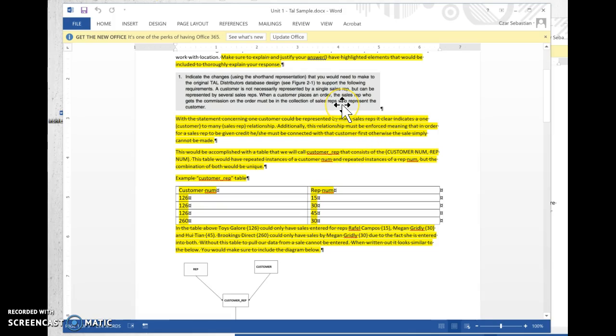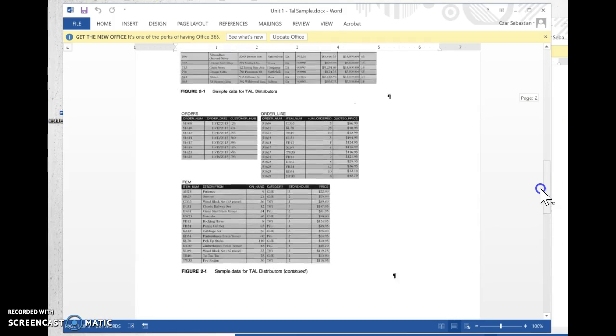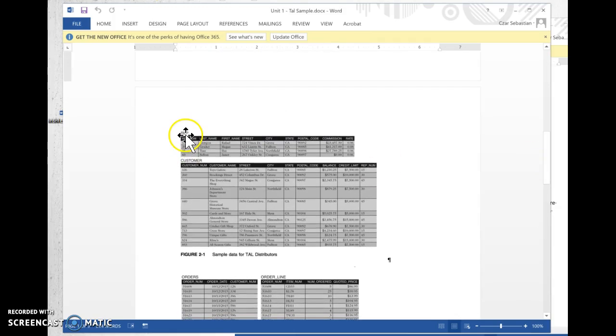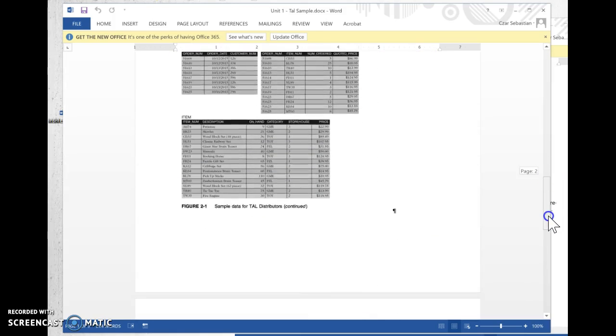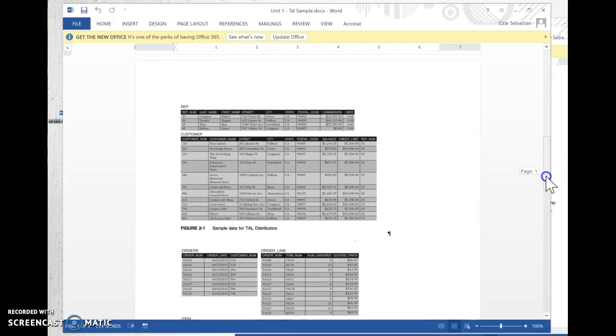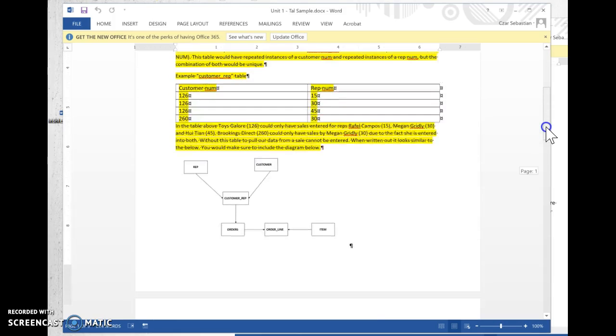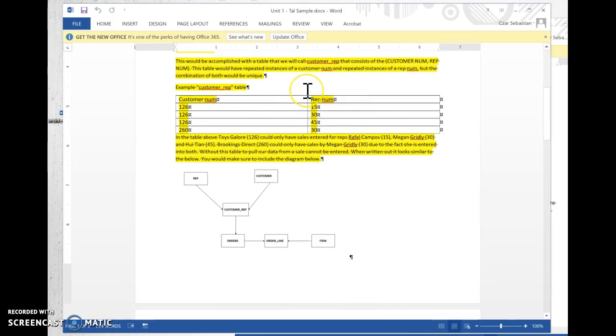And what that means is we have our two tables, the rep table and the customer table, and then we have what's known as a customer rep table. So we'll go down to our tables here. Here's our rep table and our customer table. And there's another table that we actually create in order to make this happen, and we call this the customer rep table.